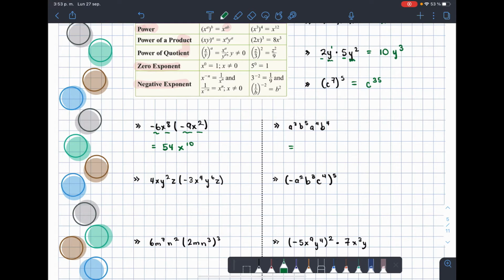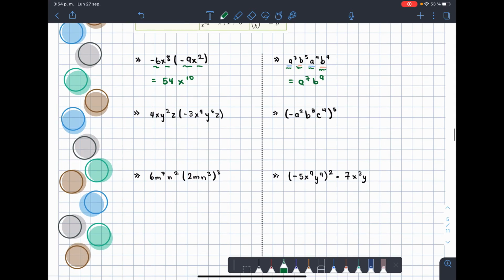In this another example, what we have is variables that are different, but at the end, I work with the variables that are alike together. So in this case, what we have is a to the power of 3 times a to the power of 4 is a to the power of 7. And b to the power of 5 times b to the power of 4 is b to the power of 9. And like that, we complete our example.